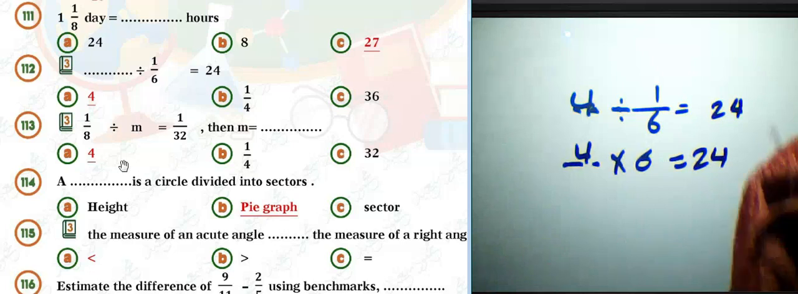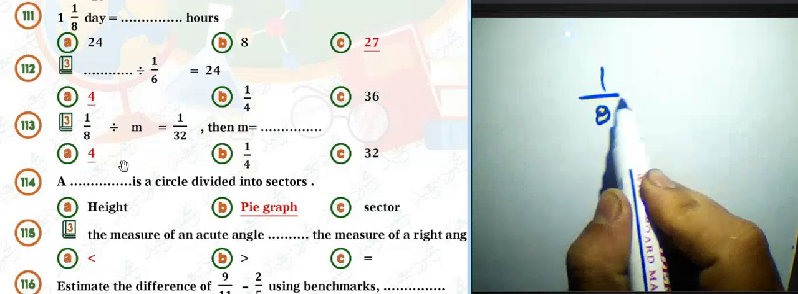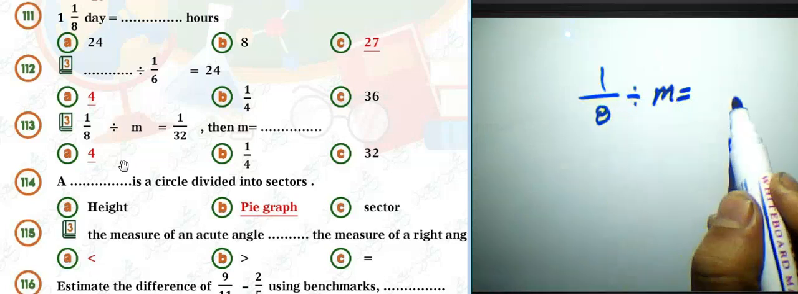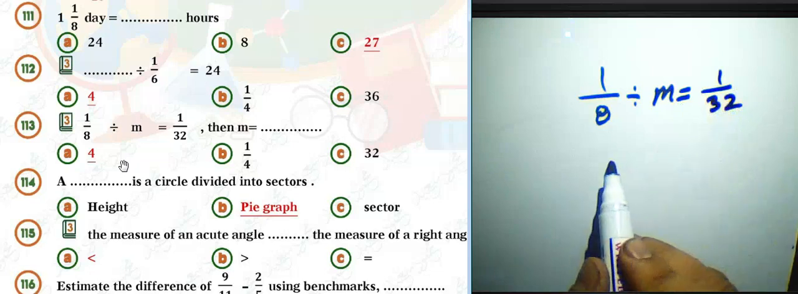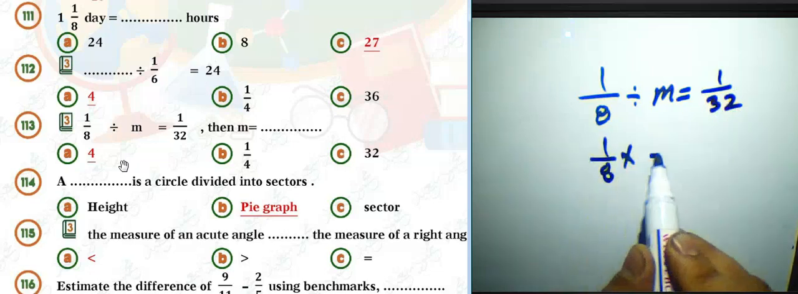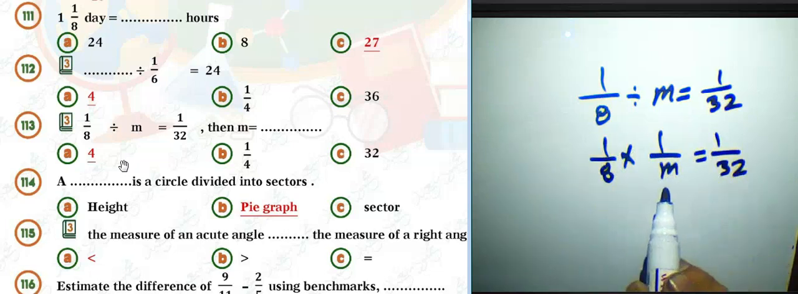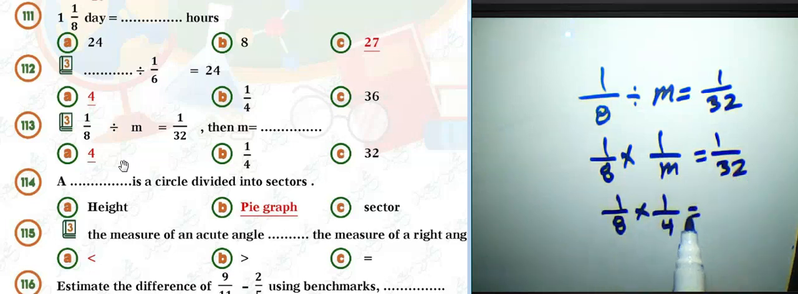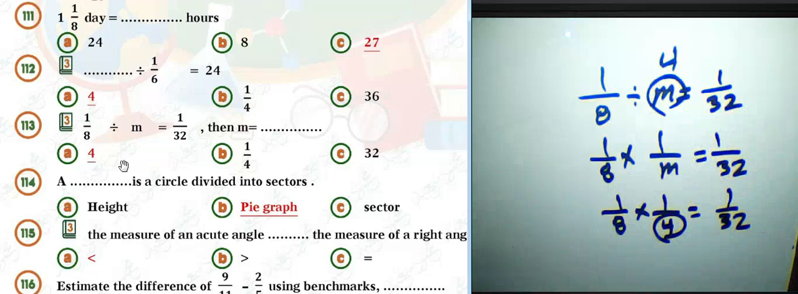Question 113. 1 over 8 divided by m equals 1 over 32. He asked about this number. So 1 over 8 multiplied by 1 over m equals 1 over 32. So we must cancel this unknown number and write 4. 1 over 8 multiplied by 1 over 4 equals 1 over 32. So m would be equal to 4.